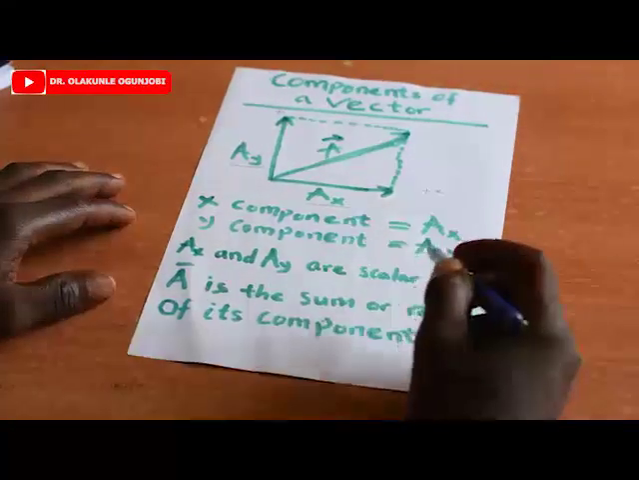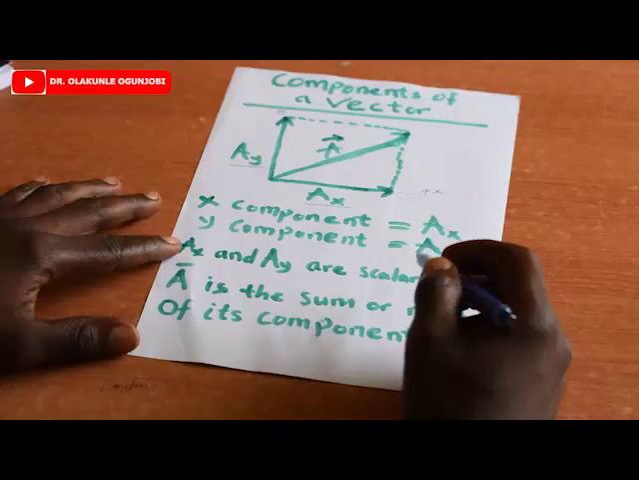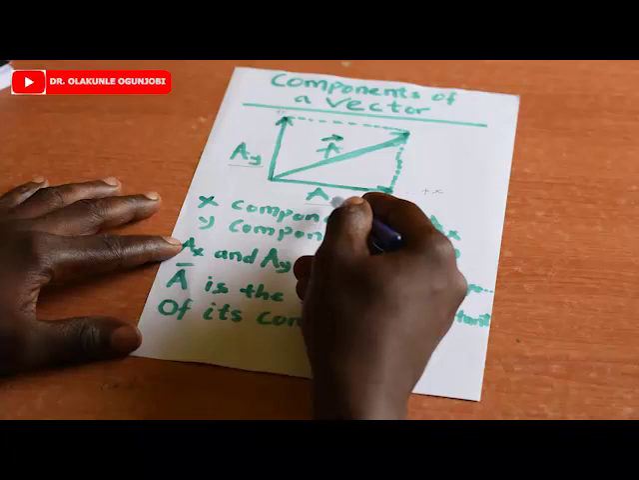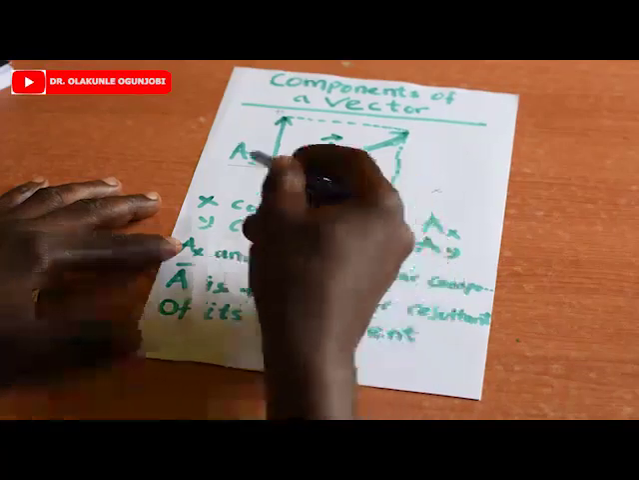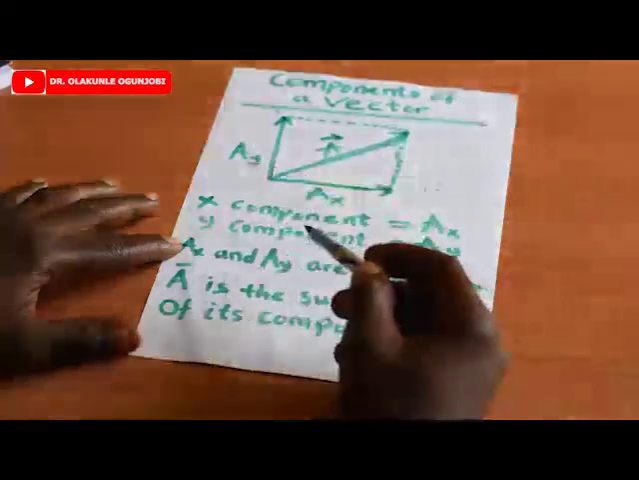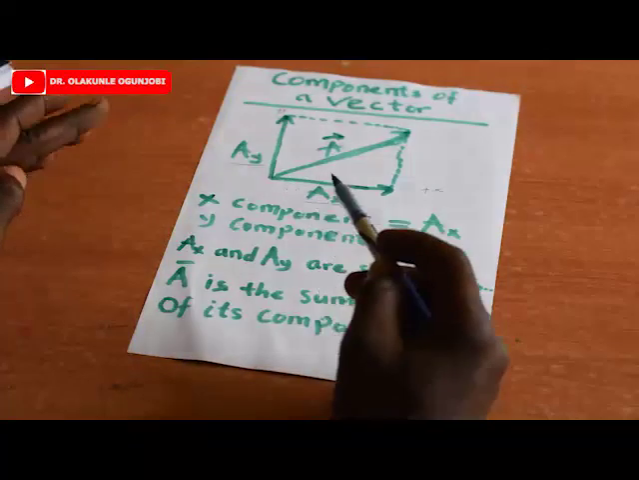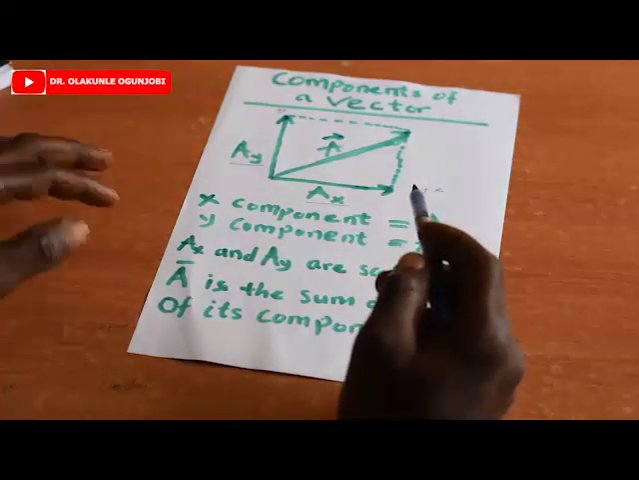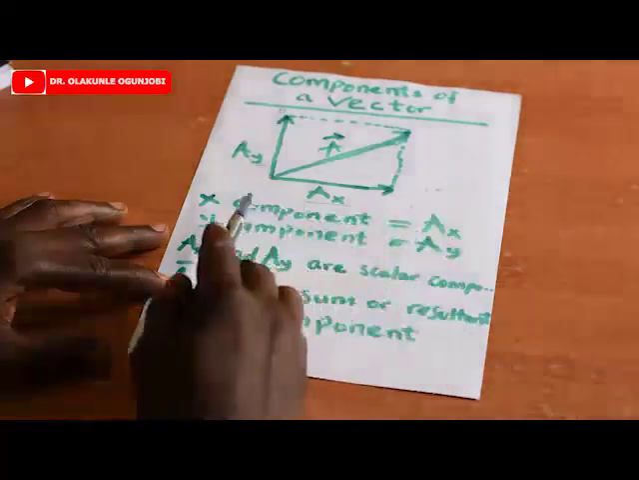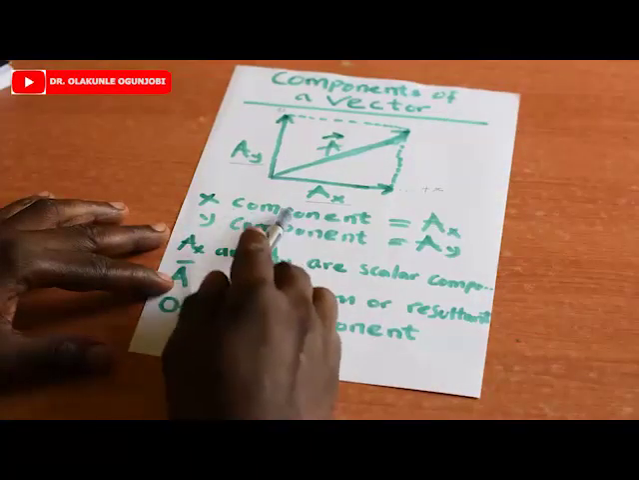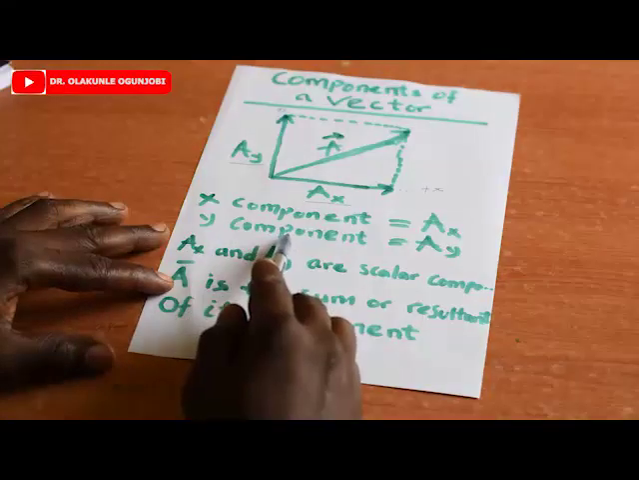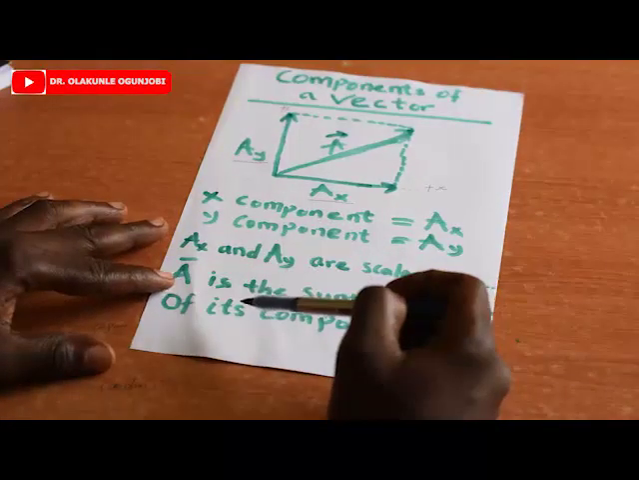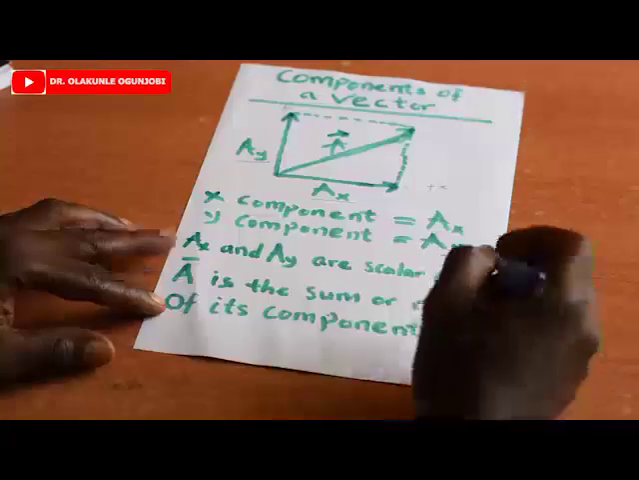The components ax and ay are called scalar components. They are called scalar components. That is, the component along the x direction and that along the y direction are both called scalar components.